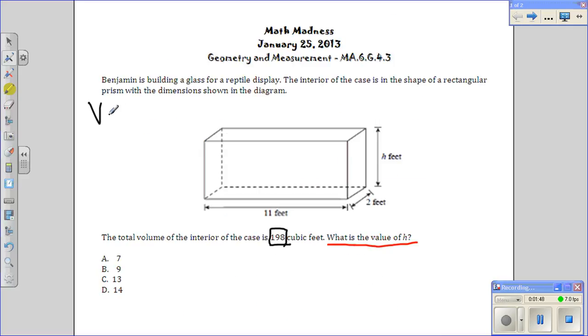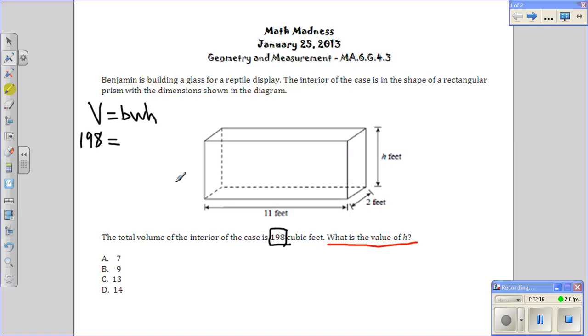So I'm going to write it here: V equals BWH. In other words, volume equals base times width times height. And then what we would do from here is substitute all of our numbers for our variables. They gave us V, the volume, which is 198. So I'm going to substitute V with 198.